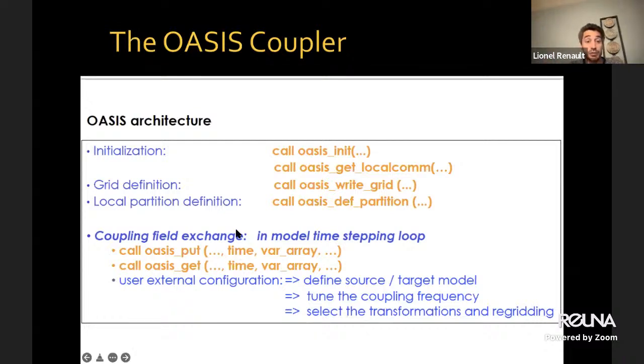And then it's very easy. We just have to exchange variables through a put and through a get. So when we want to send a variable, for example SST, we will put the SST toward the atmosphere and we will get the momentum flux from the atmosphere to the ocean. Then it's very easy: through the namcouple, the namelist, we tune the coupling frequency, which model and which source we want to use, and to what model we want to send the variable. And we can easily change the transformation and the interpolation, for example a conservative interpolation or a linear interpolation or whatever.